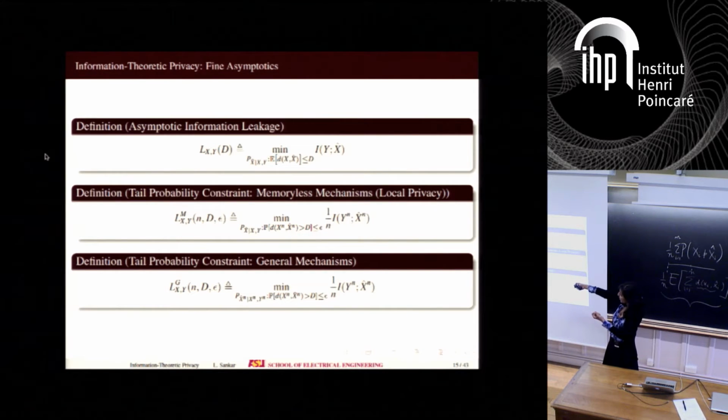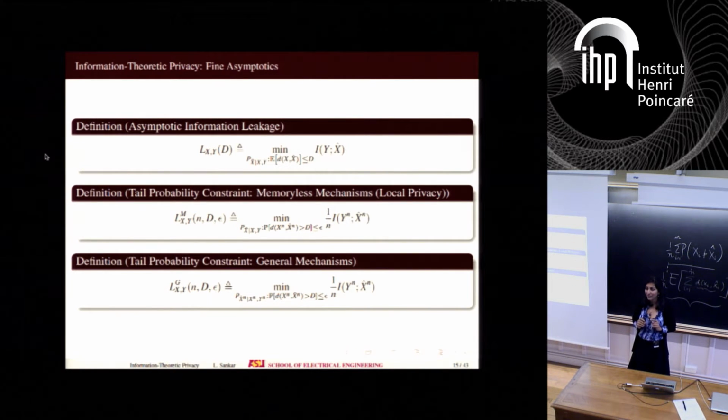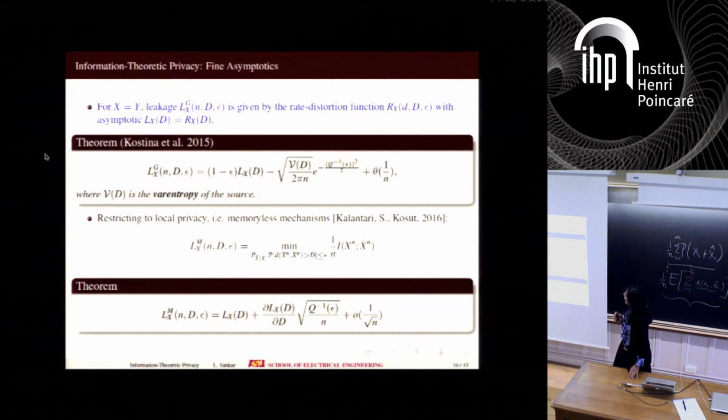And now you have a dependence on n and epsilon in your expressions. Here I've replaced the expectation constraint by the excess distortion constraint. Ideally, the correct solution is to allow for all possible mechanisms, not just memoryless mechanisms, and then solve this problem. The reality is we haven't been so successful at it yet, and I'm going to step back for a moment and tell you some interesting things.